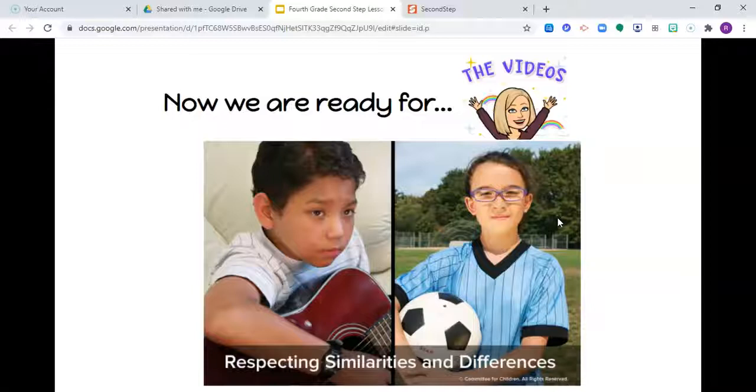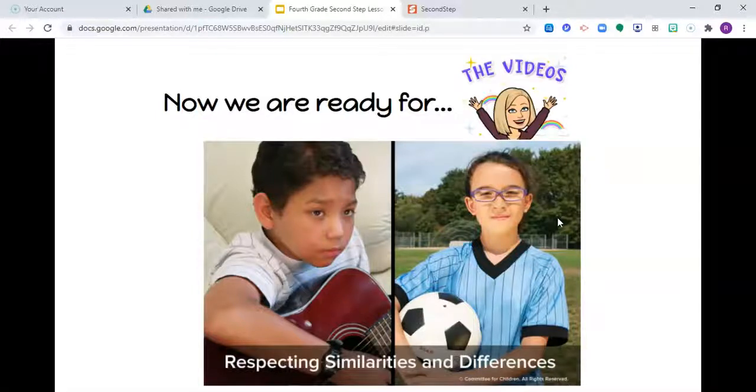Now look at the differences between Enrique and Mia. She's a girl and he's a boy. Those are two differences. They like different kinds of foods. She said she's a little shy, and he said he's outgoing. She likes sports, and he likes to play music. Those are some of the differences.